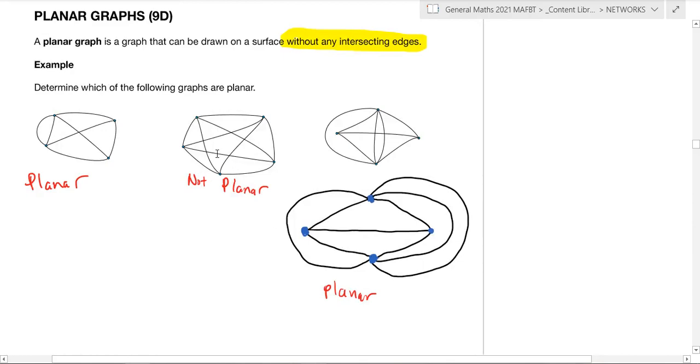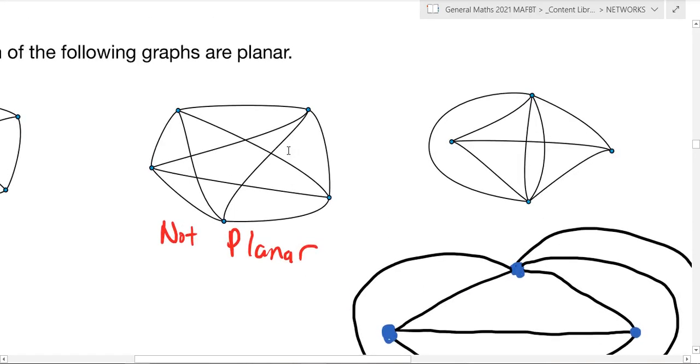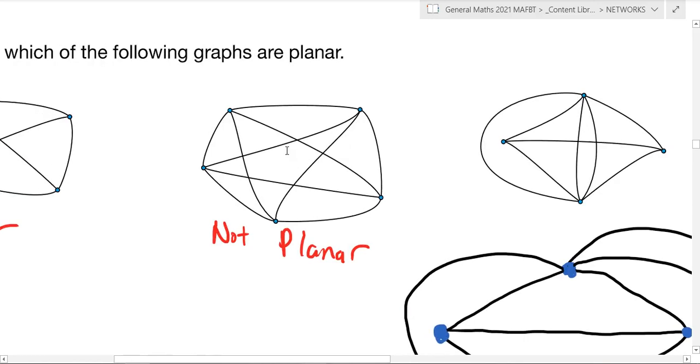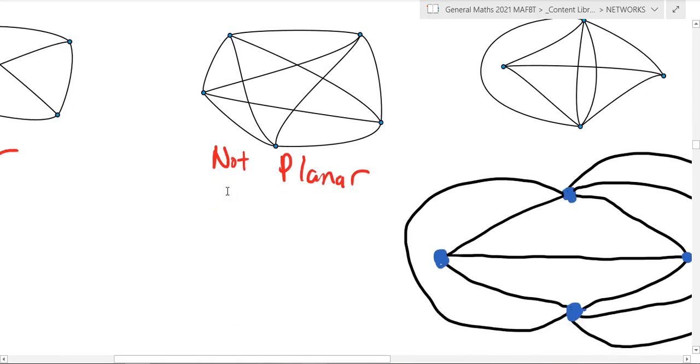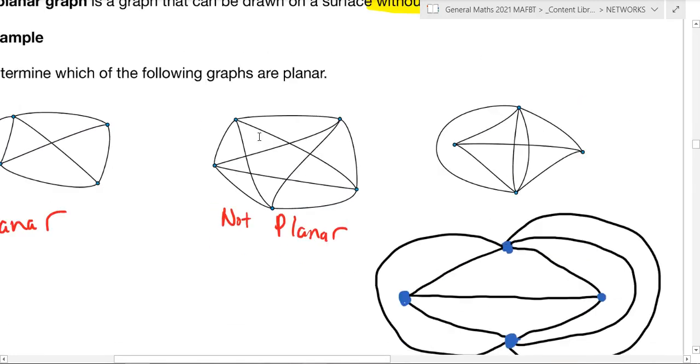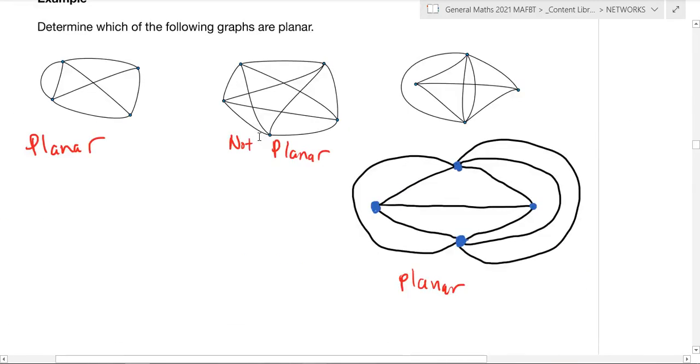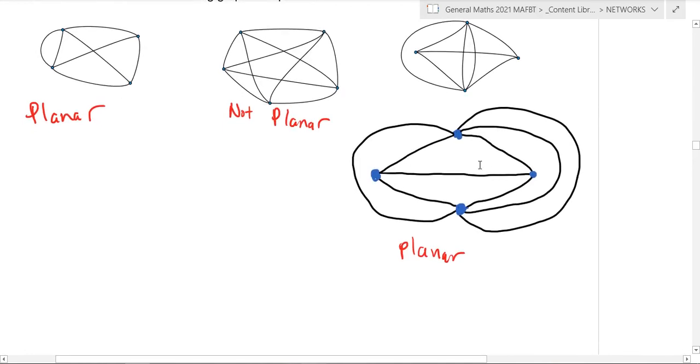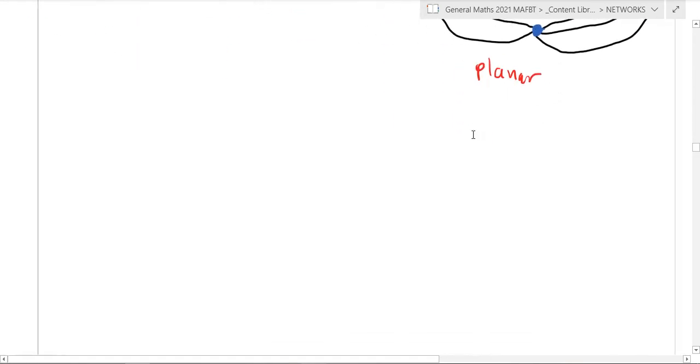Some graphs are way too complicated for it to become a planar graph. This one here, you actually cannot redraw in a way where you maintain the same connections. As much as you try, it's impossible. So some graphs are simply not planar, but some you can make planar. All right.